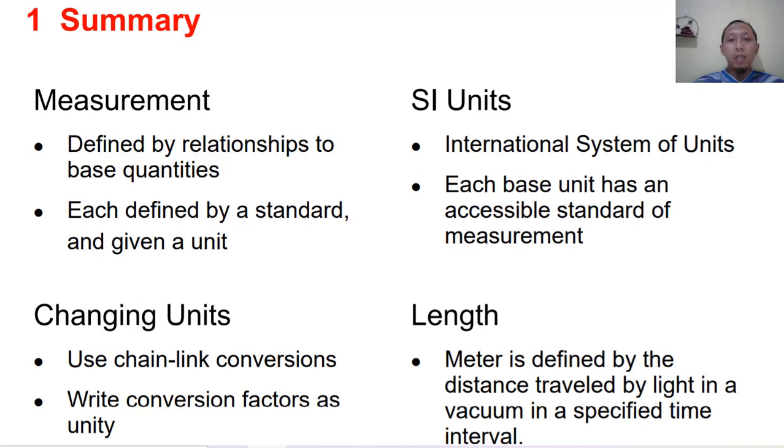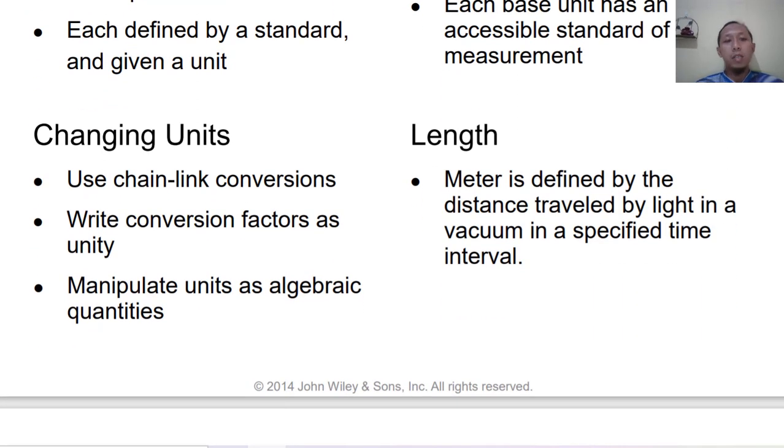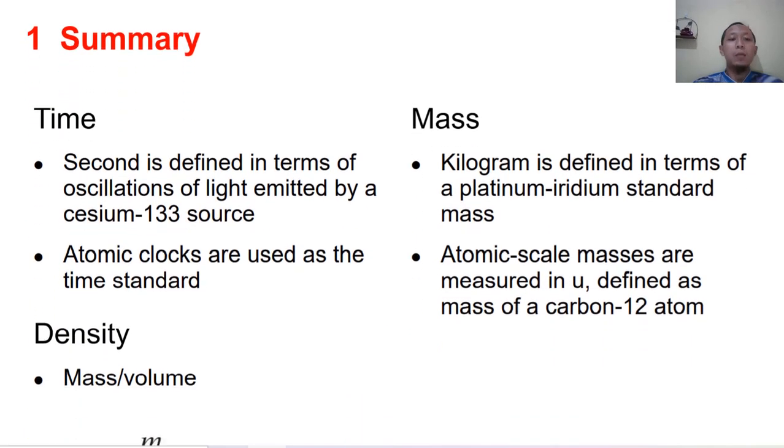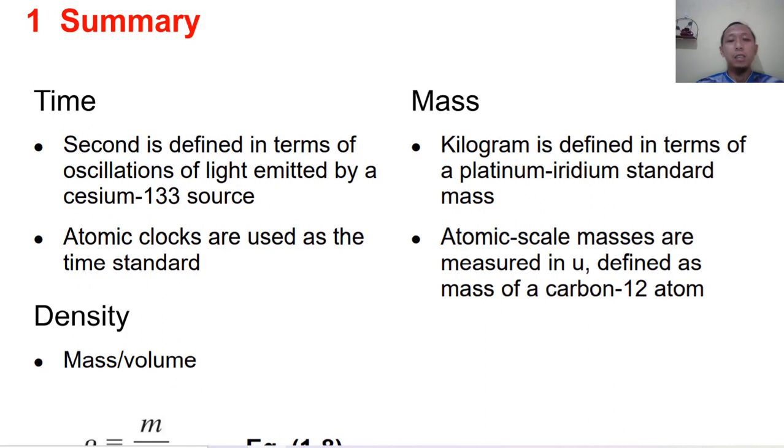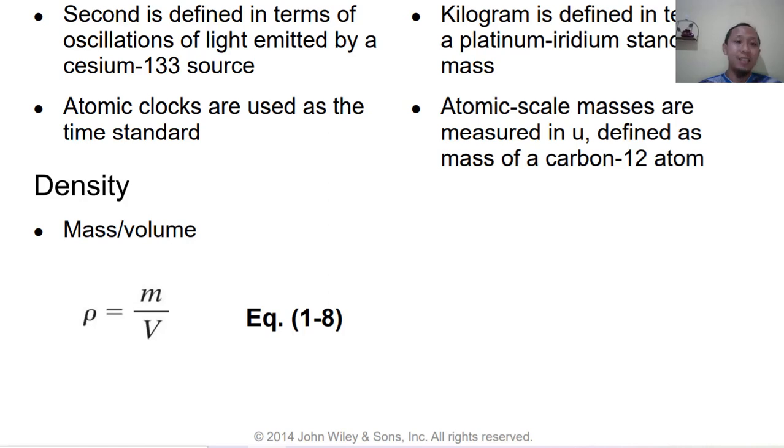The SI units is the International System of Units, and each base unit has a standard of measurement. And then we know how to change units, what the standard of 1 meter is, and also the standard of 1 second, with atomic clocks used as time standards. The kilogram is defined by the platinum-iridium standard mass, and we also know the atomic scale mass is carbon-12. And the last, we know what density is: mass per volume, like this.